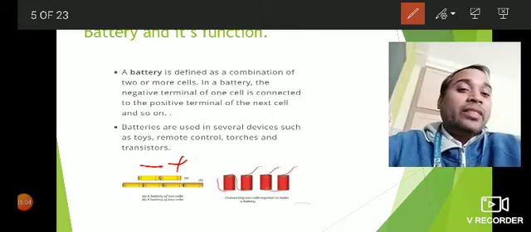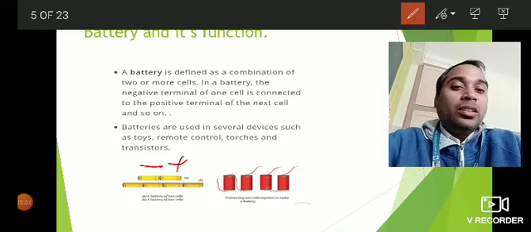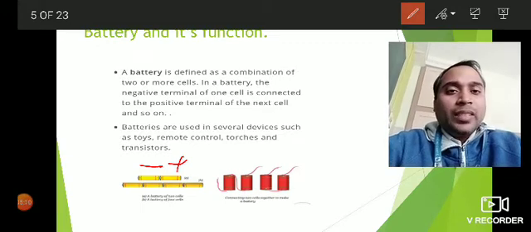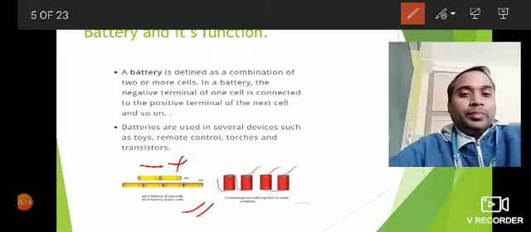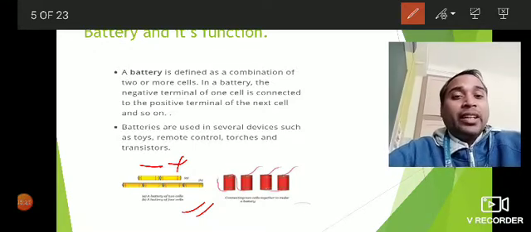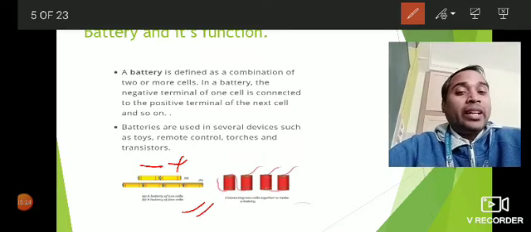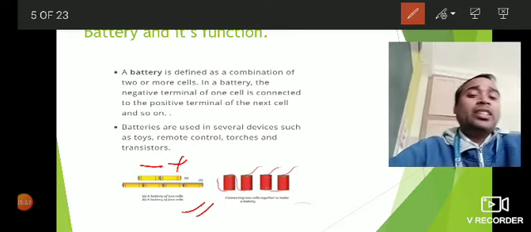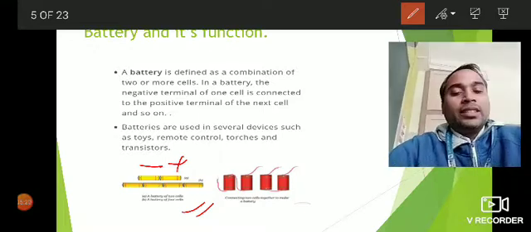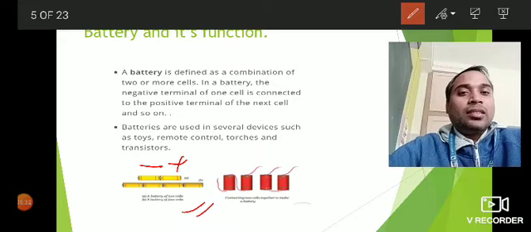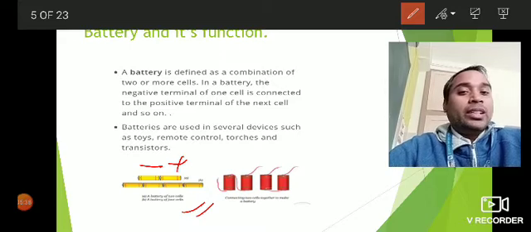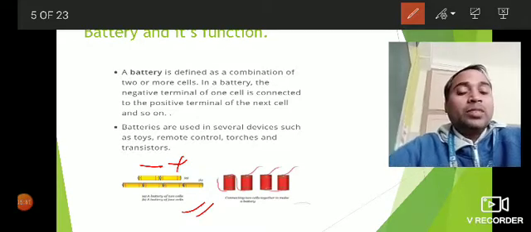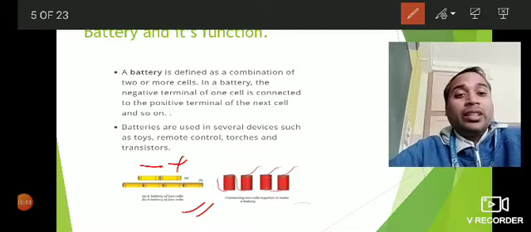Batteries are used in several devices such as toys, remote controls, torches and transistors. Battery is a very useful device, and when there is a power failure, we also make great use of batteries. Even in inverters that we use, batteries are there which can be recharged with the help of electricity. This is how a battery is useful to us, and in the next class we'll discuss circuit diagrams and how to draw them, how the electrical components are replaced with their respective symbols.